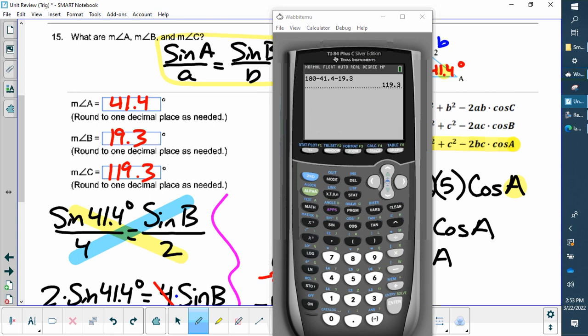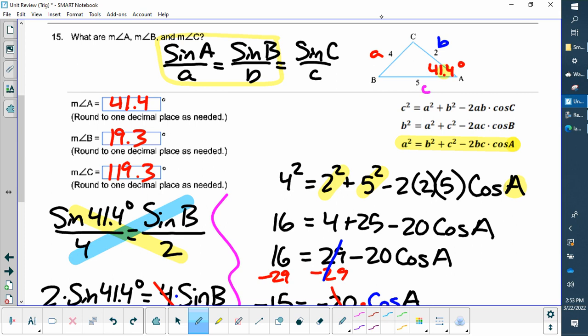119.3 degrees. Now, on these problems, don't be confused by the picture, okay? Because when I look at this, you're like, 119.3, this is not drawn to scale, so don't panic, but that's how you do the math.